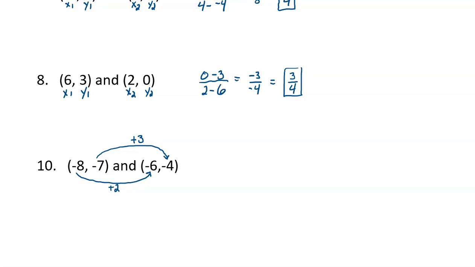The change in y values is +3. The change in x values is +2. That's the same answer you get if you use the formula. This is x1 and y1. This is x2 and y2. And now let's do our subtractions. -4 subtract the -7. -6 subtract the -8. This makes 3 over 2.